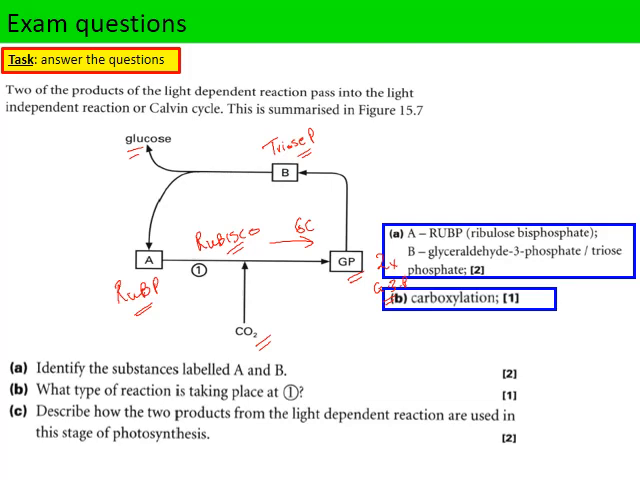Now it says what type of reaction is taking place at number 1? Well, it must be carbon dioxide fixation through the catalytic activity of Rubisco.